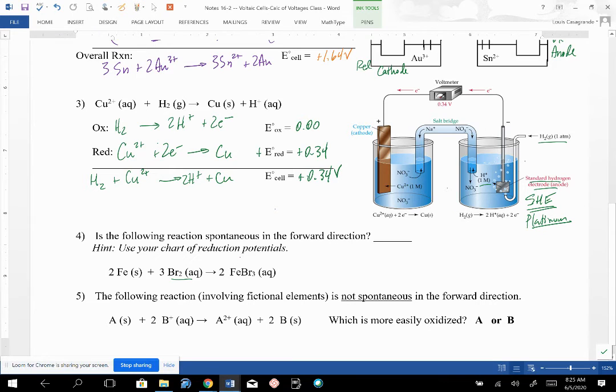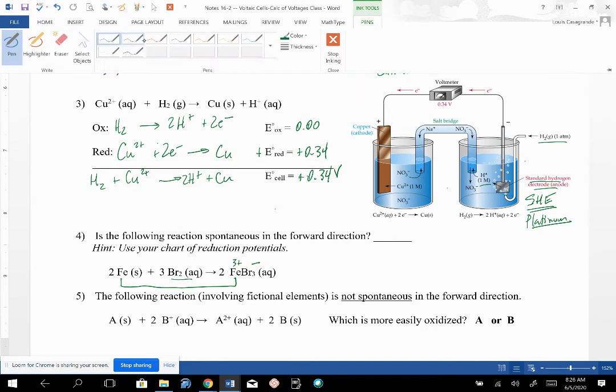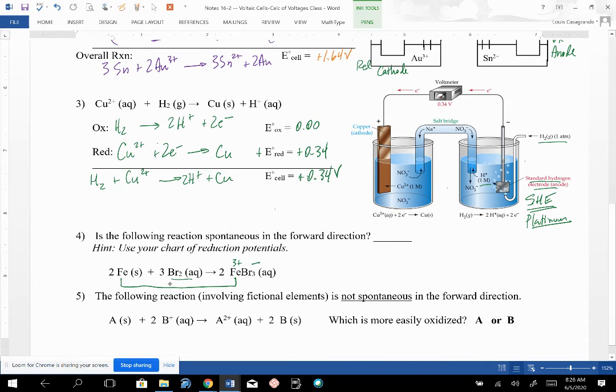So we have Fe3+, and we have Br minus. So what you've got to do is figure out what's being oxidized and what's being reduced. The iron is being oxidized to iron 3+, and the bromine now is being reduced. I'm switching colors because I'm going to write on the same side. The bromine is being reduced to bromide. So that's our reduction.